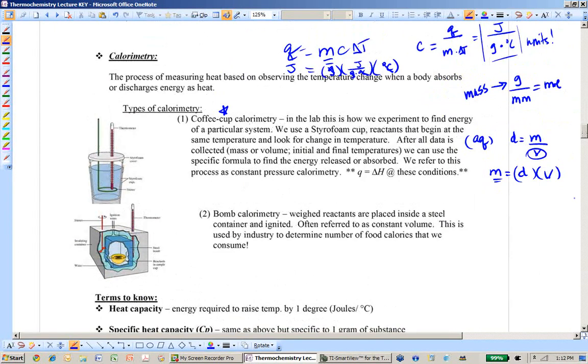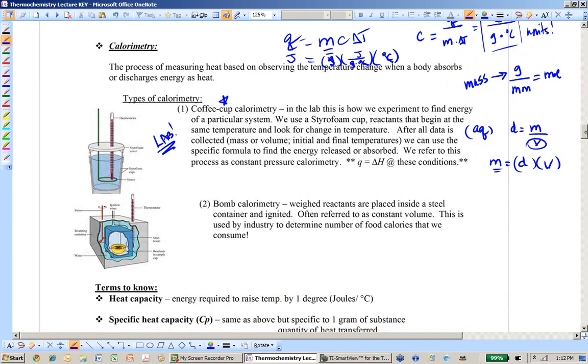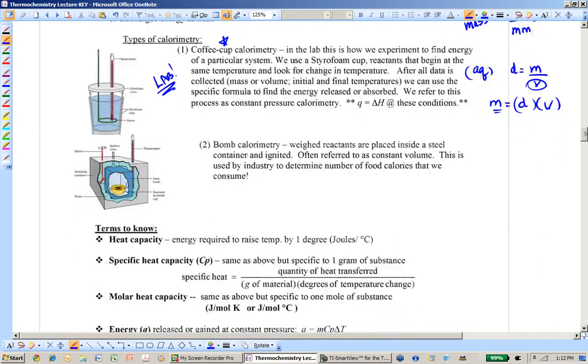So coffee cup calorimetry, by far, is the one you're going to do in lab. You should do a calorimetry lab. You probably have already done them in first year. If so, you probably should go back and review it, certainly before the AP exam. Then bomb calorimetry is where we place the reactants inside a steel container and ignite it. This is done a lot with food sources in the food industry, so that all those calories that you see on the package, they're not real calories in the chemical sense.